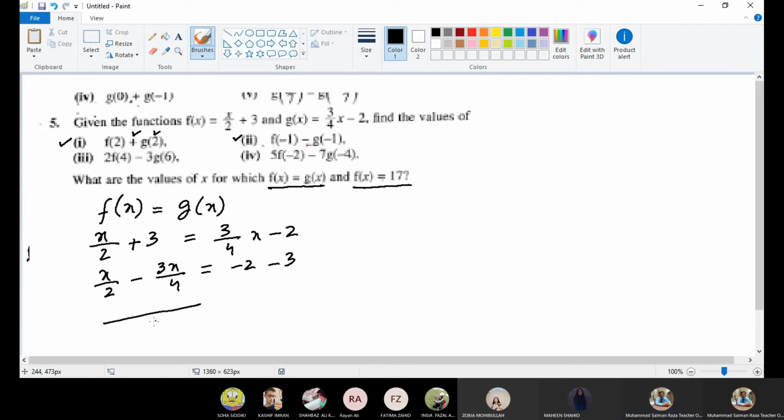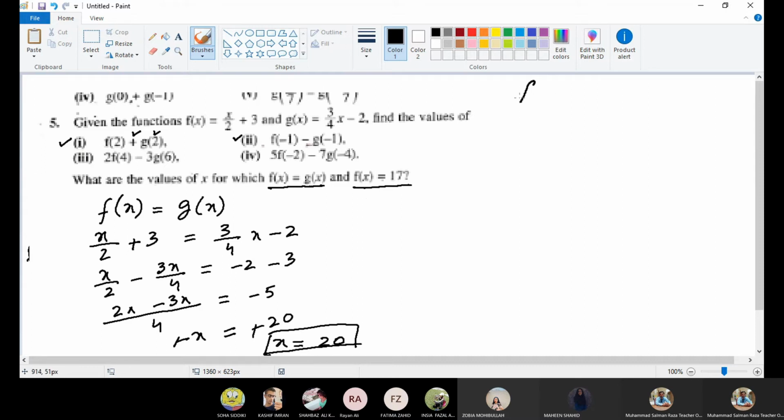Now take out the LCM. This is going to become 2x minus 3x, and this is going to become minus 5. So when you further solve it, it becomes minus x is equal to minus 20. 4 multiplied by 5 is 20. And now cut the minus and minus sign, and you will get your answer as x is equal to 20. This is your answer.